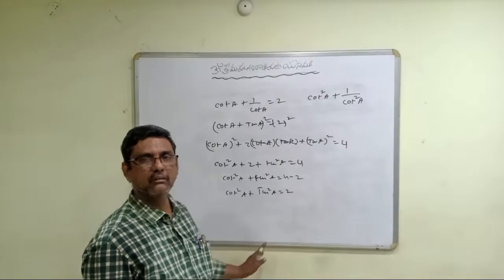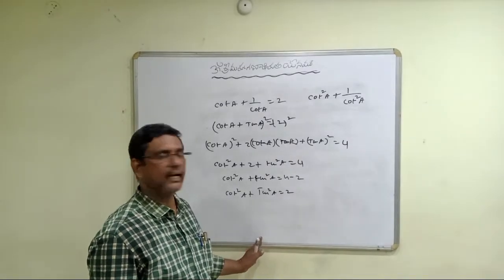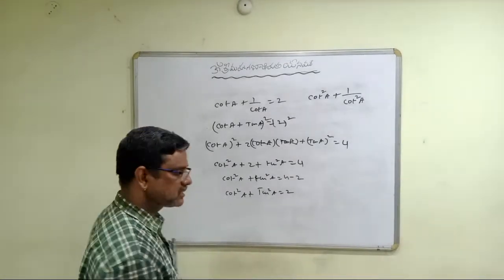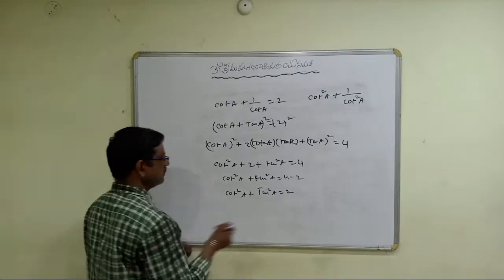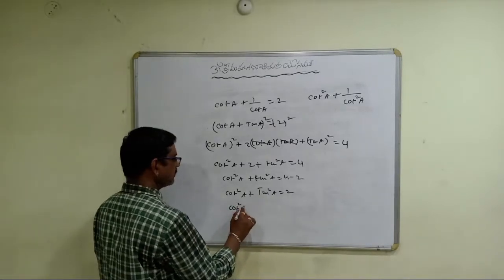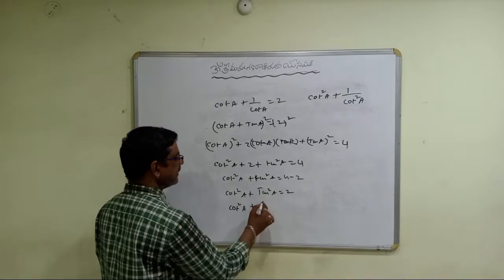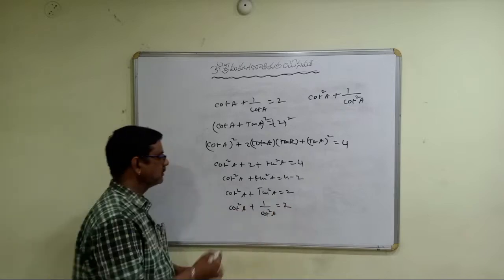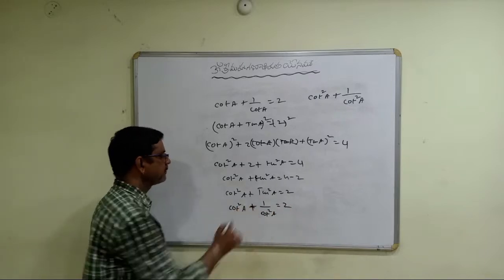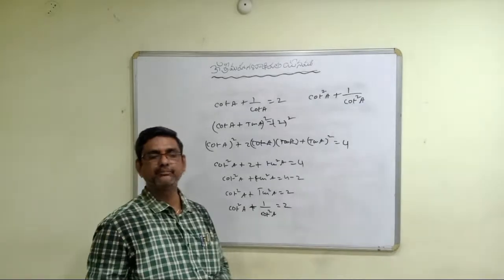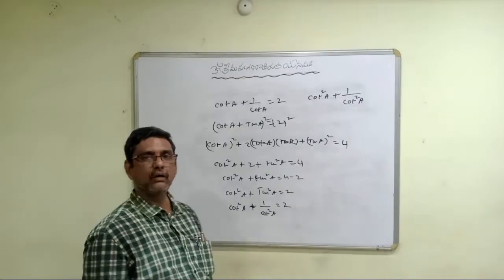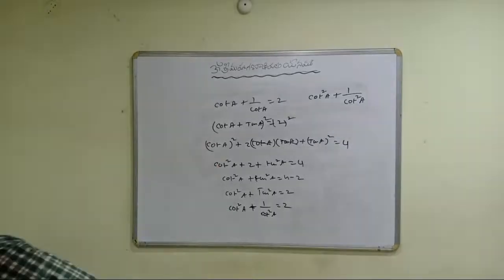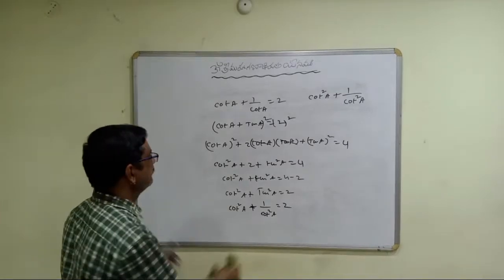How many of you know that we got the answer? Type S in the chat. Yes, we got the answer. Cot square A plus tan square A, we can write it as cot square A plus 1 by cot square A, which is 2. Then the problem is done. This is one model. Right. I'll go ahead with another one.